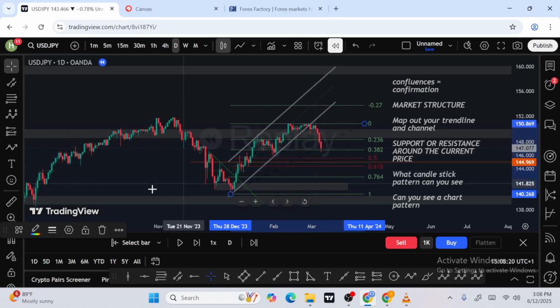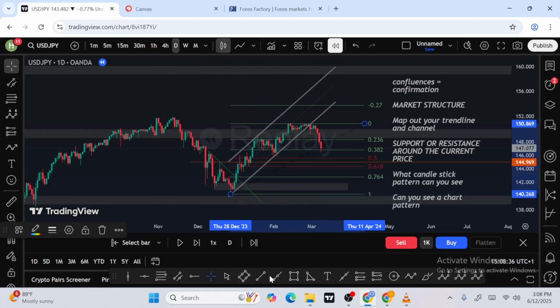Acting as a retest for our what? W pattern. This is the neckline of our W pattern. It has gone, no, it's now coming back as a retest. Pull back to this neckline. So, do you get it now?